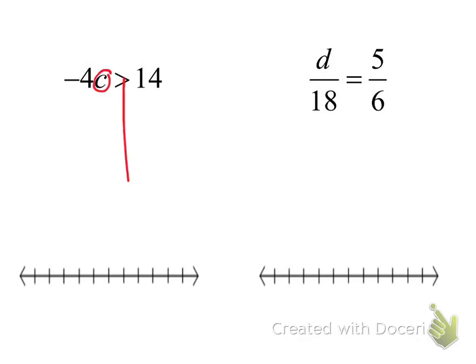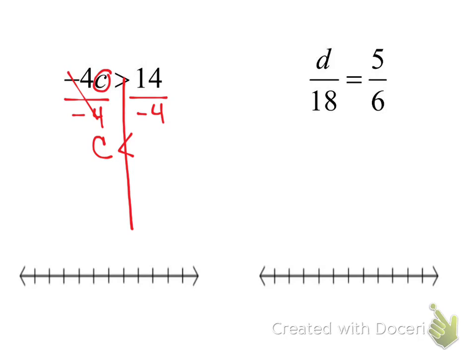All right. Negative 4 times c is greater than 14. Key thing, I'm dividing by a negative 4. What happens? You flip it. That's right, I flip my inequality. Okay, what's 14 divided by negative 4?